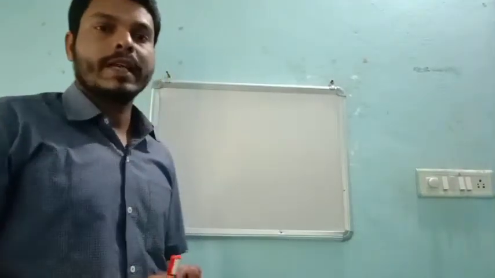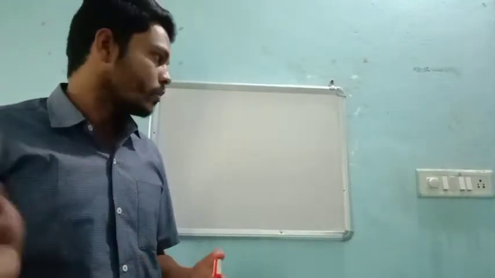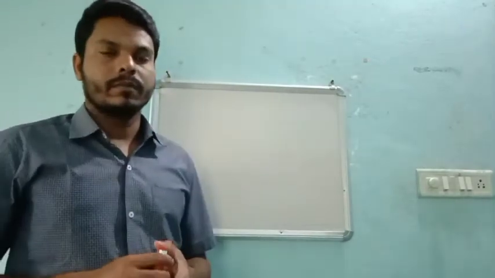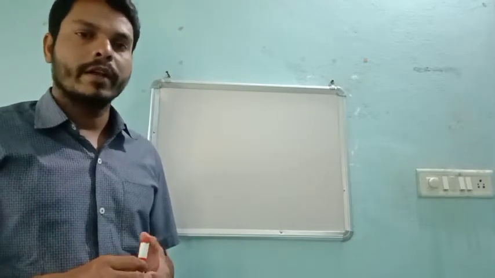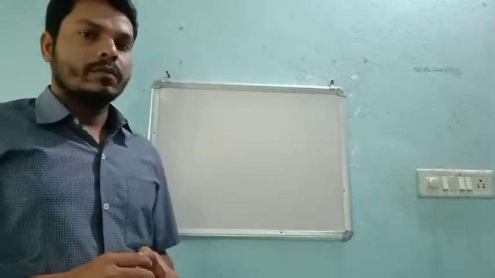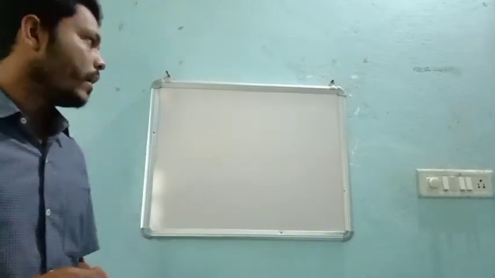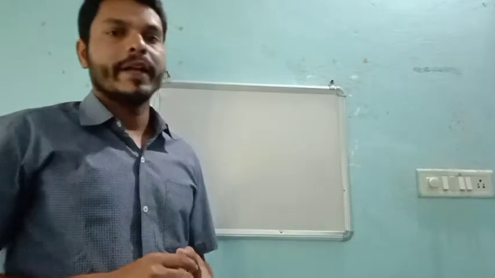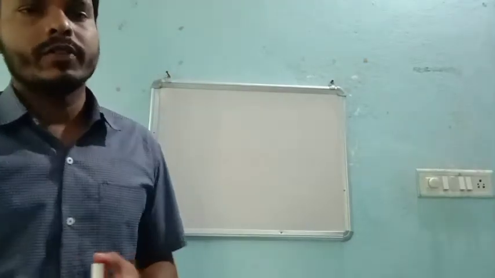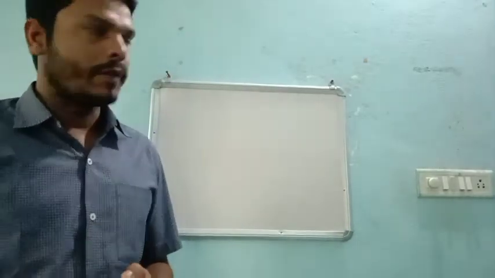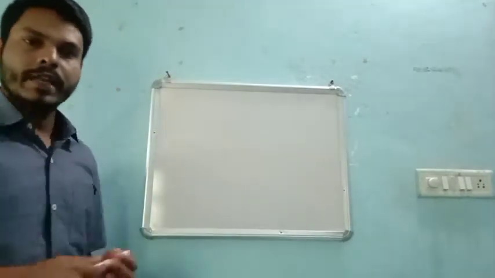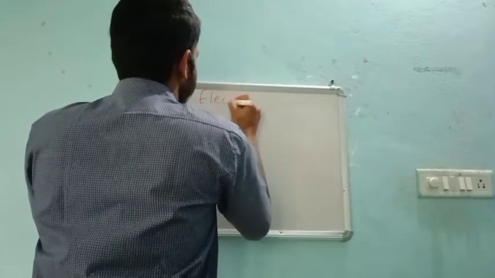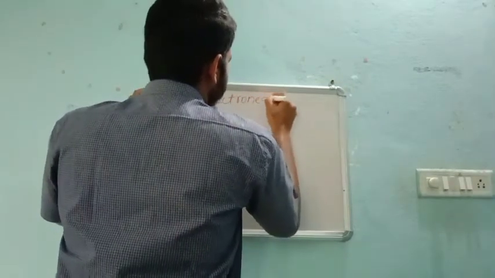So in the last two classes, we have been studying the properties of the periodic table. In that regard, we have already completed two properties: atomic radius as well as ionization enthalpy or energy. Today during this class, we will deal with one more property, that is electronegativity.